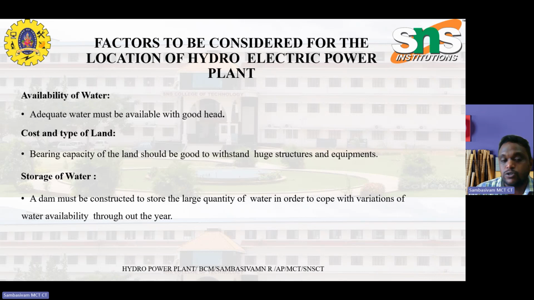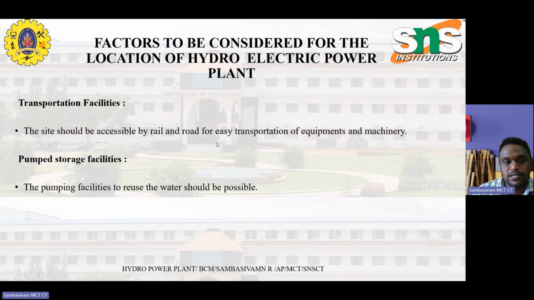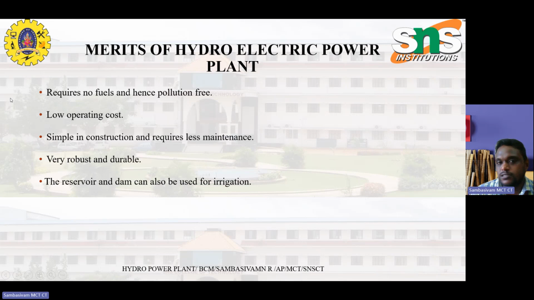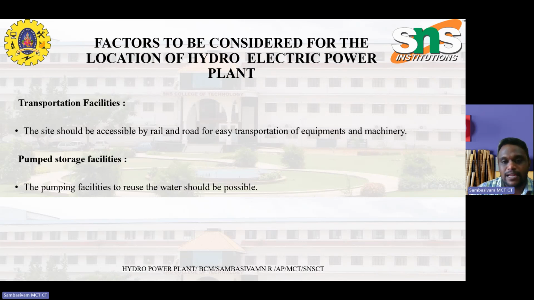Storage of water: the dam must be constructed to store a large quantity of water, because dams or reservoirs must have a large capacity in order to cope with the variations of flow throughout the year. Transportation facilities: the site should be accessible by rail and road for easy transportation of equipment. Under pump storage, the pumping facility to reuse the water should be possible. Otherwise, we cannot consider it for a plant. This is how the plant has been developed.